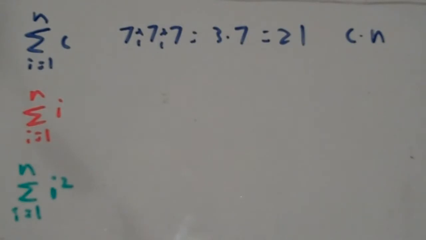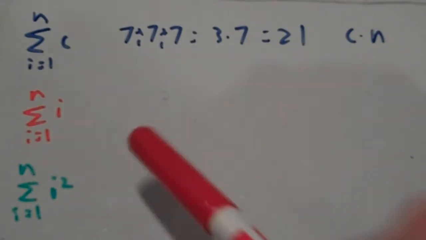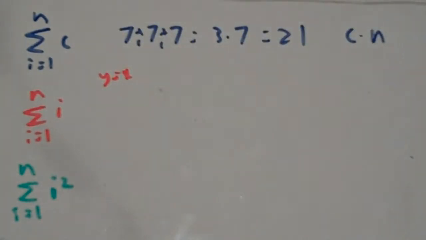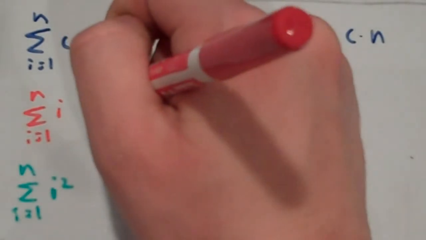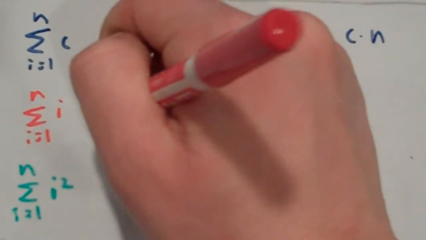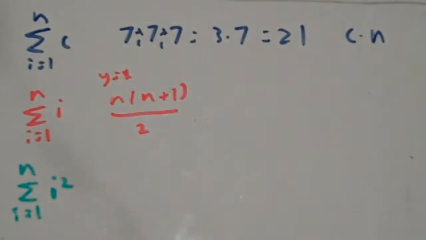Now, our next summation formula is if we have a variable. In our case, we're going to just have it be i. So that means that instead of a constant, we have a variable there. For example, our equation for the series could be y equals x. That could be the equation for the series. Now, the summation formula for this is n times n plus 1 over 2.